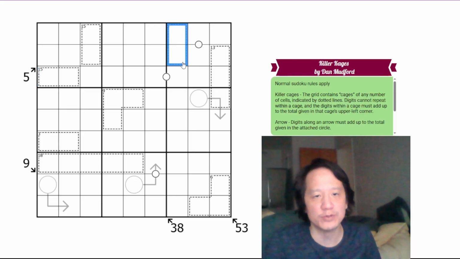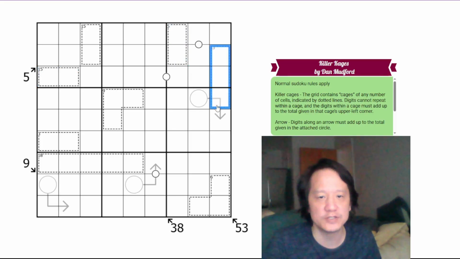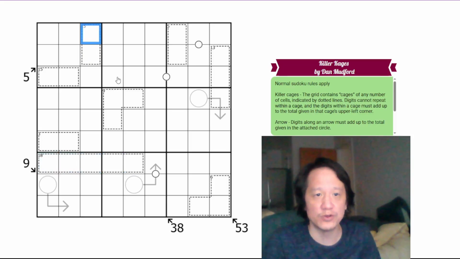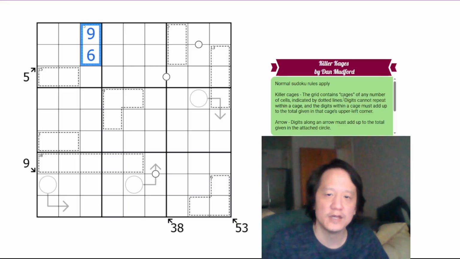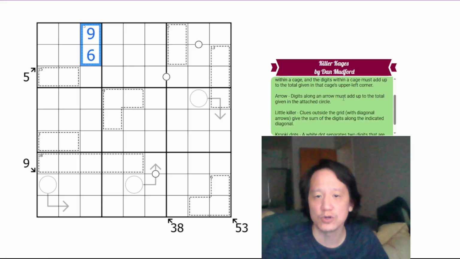So, for example, these two digits add up to 5, these 3 add up to 13, these 2 add up to 15, and these 5 add up to 18, etc. As an example, if this were, say, a 9, this would have to be a 6 because these two digits must add up to 15. And that's an example of how killer cages work.